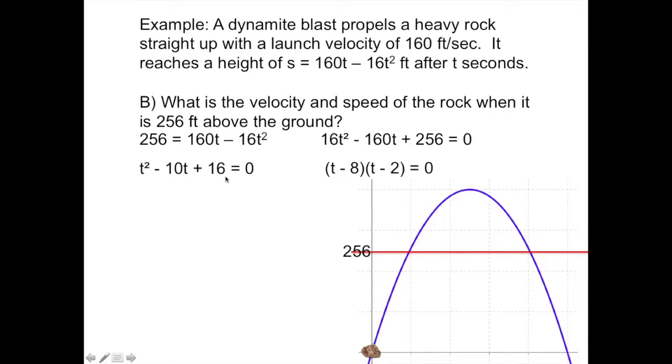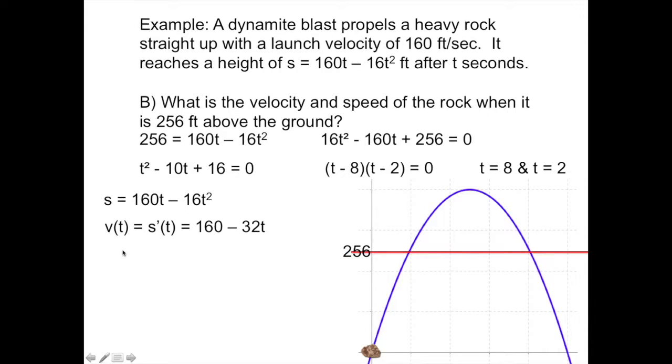That makes it factorable. And so when the time is 2 seconds and the time is 8 seconds, we know the rock is here and the rock is here, 256 feet above the ground. So if you think about it, the rock has to hit that level going up, and then it hits that level again coming back down. So if I want to know the velocity at those locations, I need the first derivative of the position. So if the position is 160t, excuse me, minus 16t squared, the first derivative of this is going to be 160 minus 32t. And now I can plug in my time values to find my velocity.